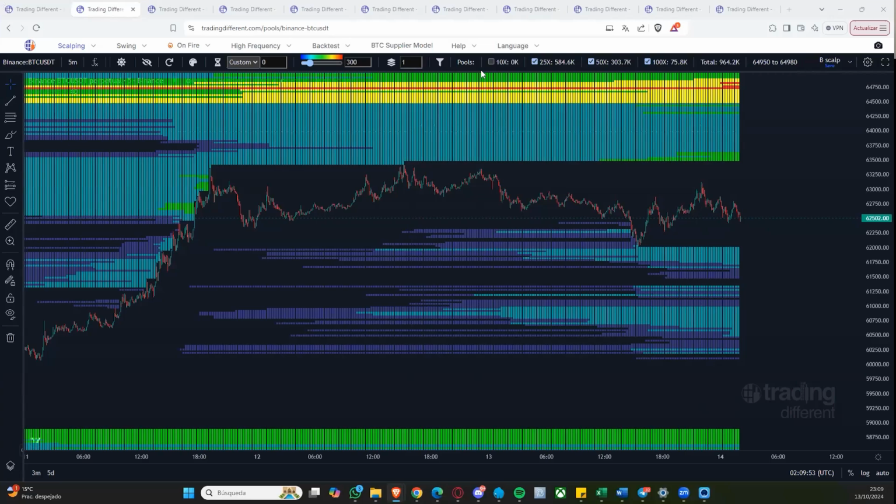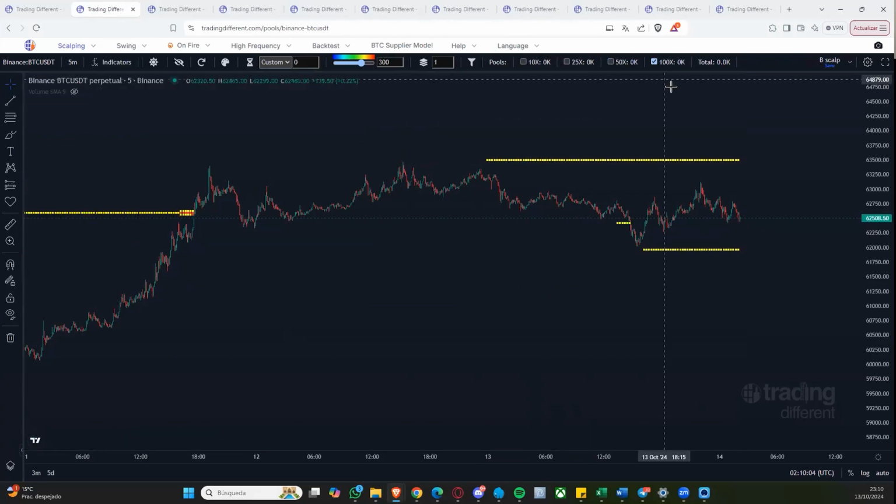At the top, you will see the different leverage levels, which indicate liquidation zones. If I disable all levels, we will see each one separately. I just activated only the pools that show 100x leverage liquidation lines. As you can see, very few settlement lines appear at this leverage level. Then I can reduce the volume or adjust it manually to see more details.